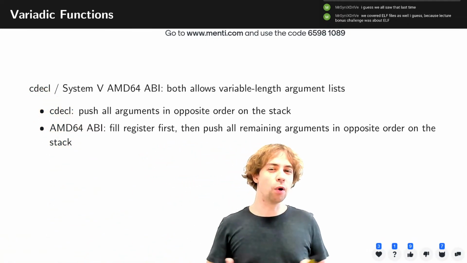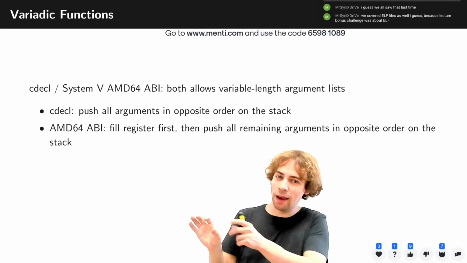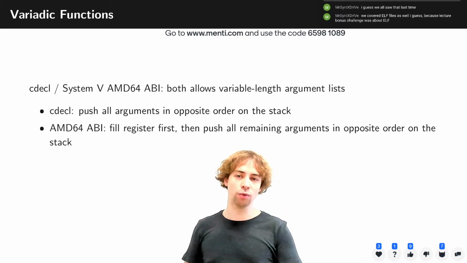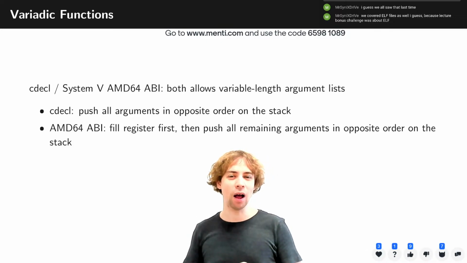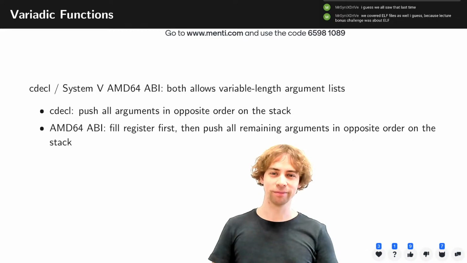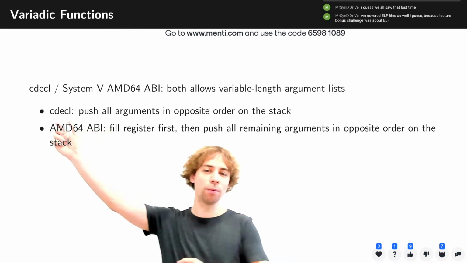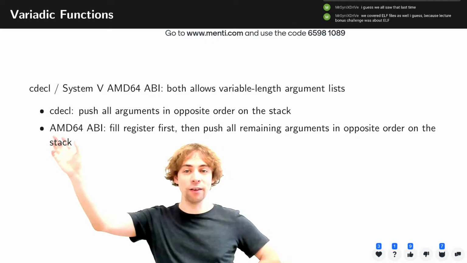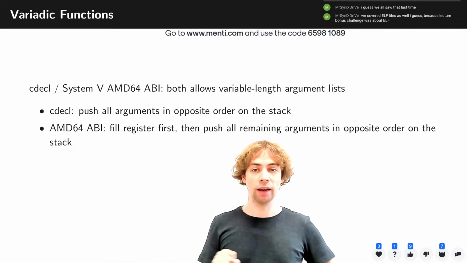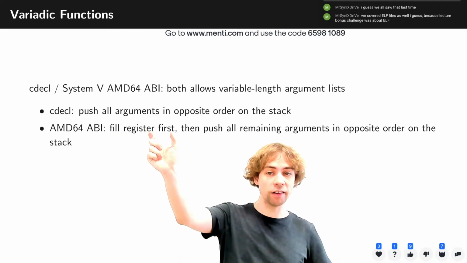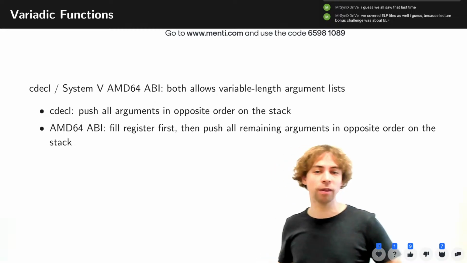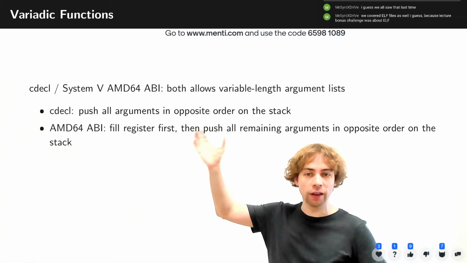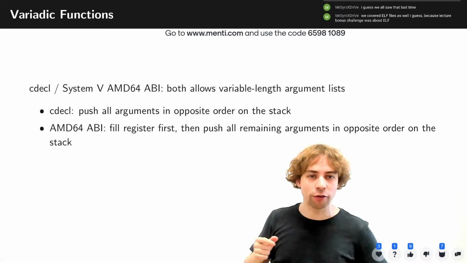So variadic functions, you know them, like printf, scanf, where you can provide an arbitrary number of arguments. In those cases, the compiler has to know a way to get those arguments from the stack. And in cdecl, it's super easy. In cdecl, you push all the arguments in opposite order on the stack. In 64 bits, in the AMD64 ABI, we first fill the registers, and then we push all the remaining arguments in opposite order on the stack. So then it works pretty similar. But first we fill all the registers, or at least a certain number of registers.